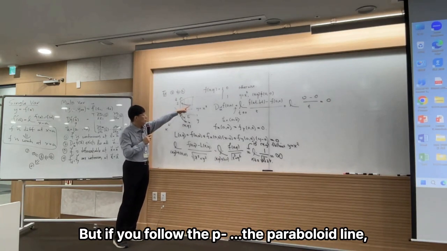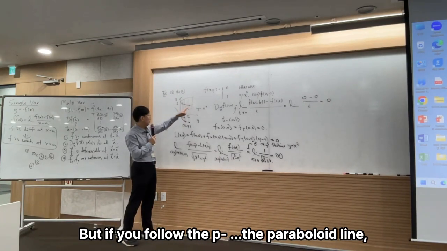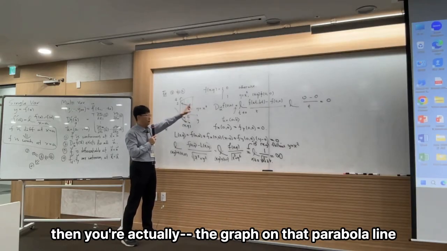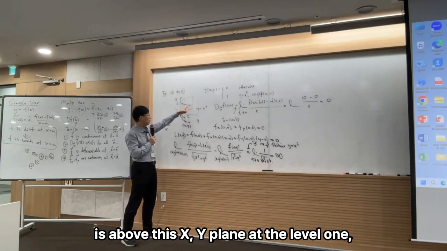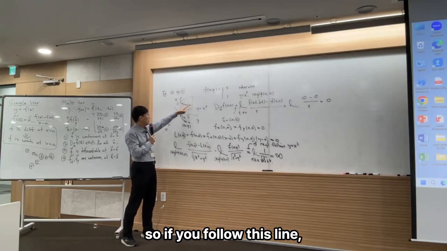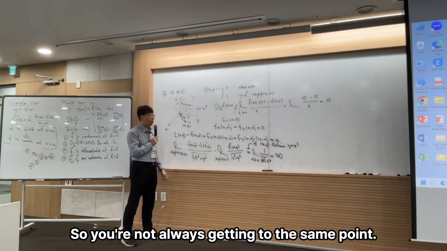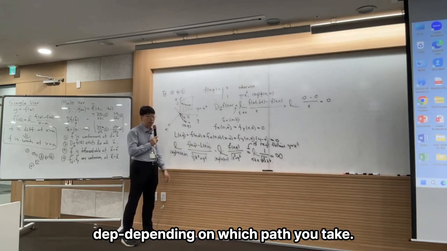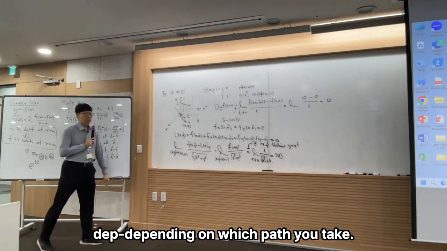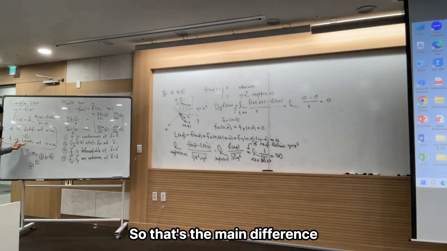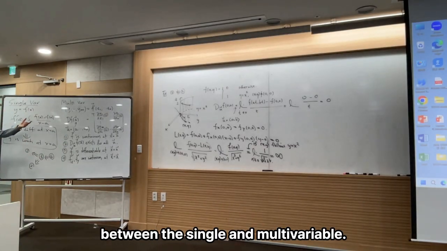But if you follow the paraboloid line, like the parabola here, then the graph on that parabola is above this xy plane at level 1. So if you follow this line, the value of the function approaches 1. So you're not always getting to the same point. It could be 0 or 1, depending on which path you take. So 2 does not always imply 1. So that's the main difference between single and multivariable.